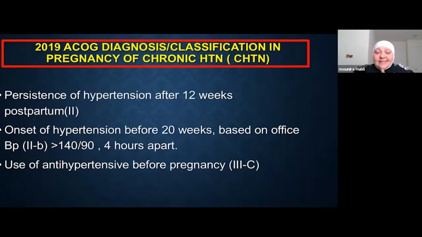What has not changed is the definition. Chronic hypertension in pregnancy is defined as persistent hypertension after 12 weeks and after 6 weeks postpartum, or if the onset of hypertension is before 20 weeks, based on an office blood pressure measurement of more than 140 over 90, hours apart, or if the patient has used antihypertensives before pregnancy.